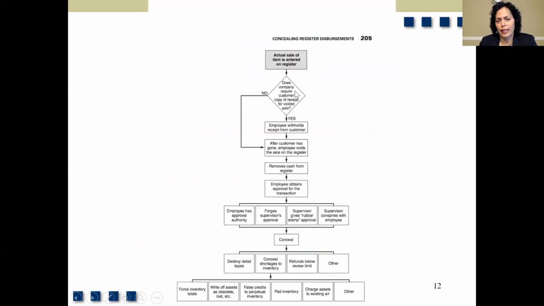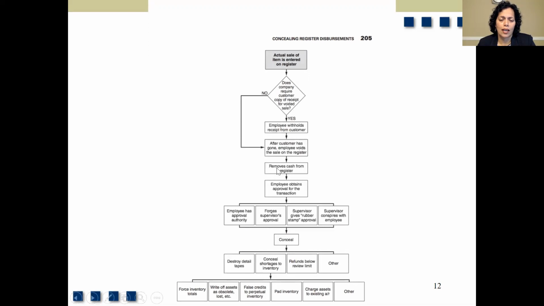So let's quickly look at this flow chart. This is dealing with the voids. Does the company require a receipt? The answer should always be yes. After the customer has gone, does the employee void the sale of the receipt on the register? So what we're looking at over here is if we do issue receipts, but the customer does not ask for their receipt back, the employee now has a receipt in their hands and they can void the transaction.